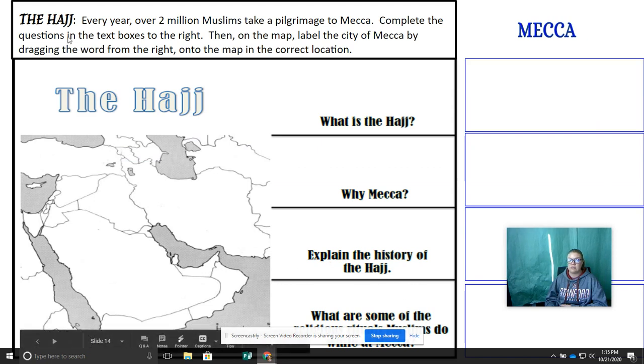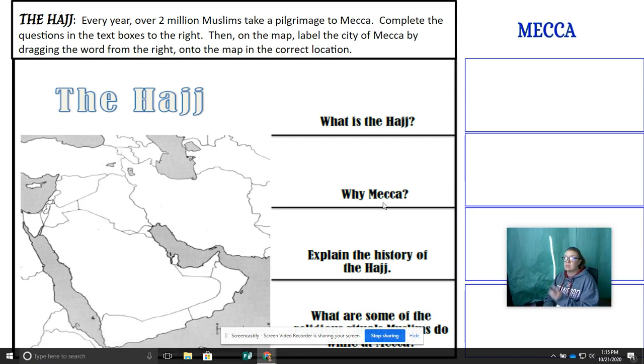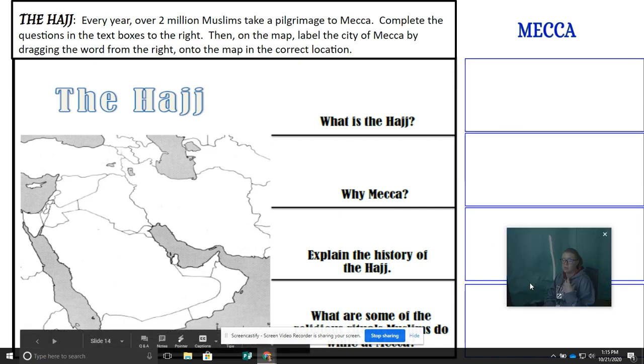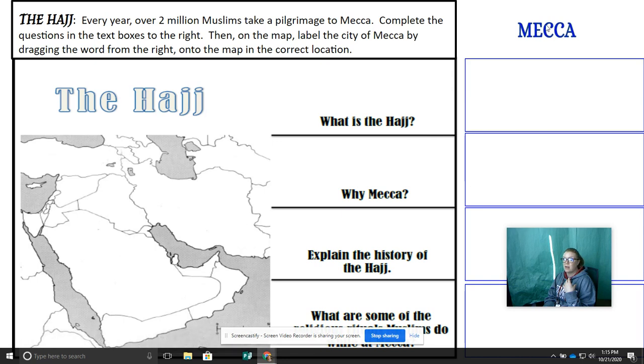The last thing you're going to do this week is the Hajj activity at the very end of the Google slide doc. I have some questions here about the Hajj, which we have covered over the last couple of weeks, so this is a really good review. You're going to answer the questions in the text boxes to the right, and then drag the word Mecca onto the map where Mecca should be, because Mecca is the holiest of cities for Islam, and you need to make sure you know where Mecca is. Very simple and straightforward. Just read the directions very carefully. You fill in the boxes with the answers, and then you drag Mecca over to where it's supposed to be.